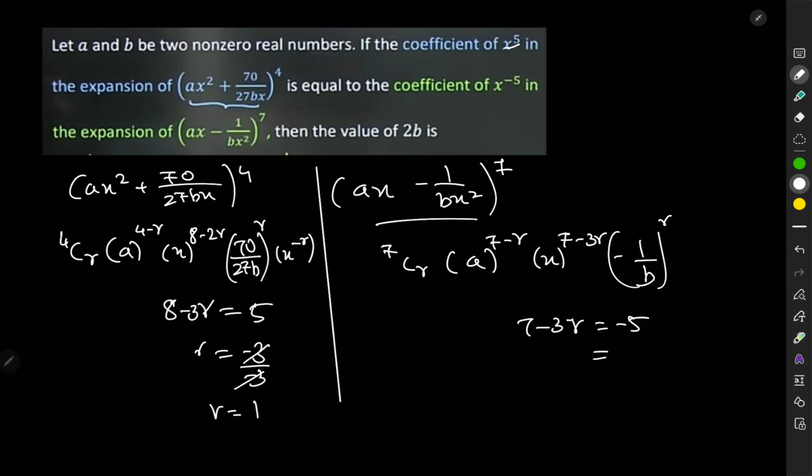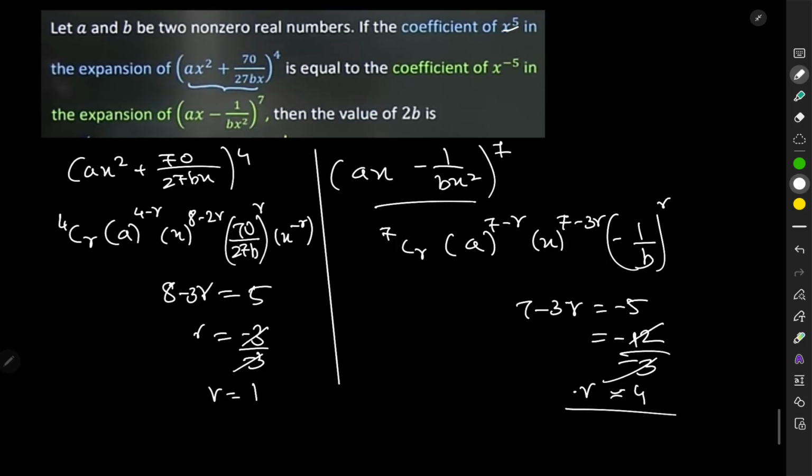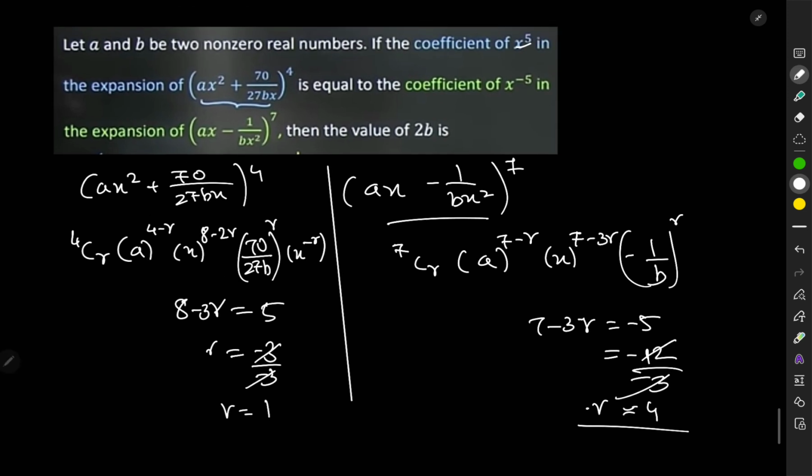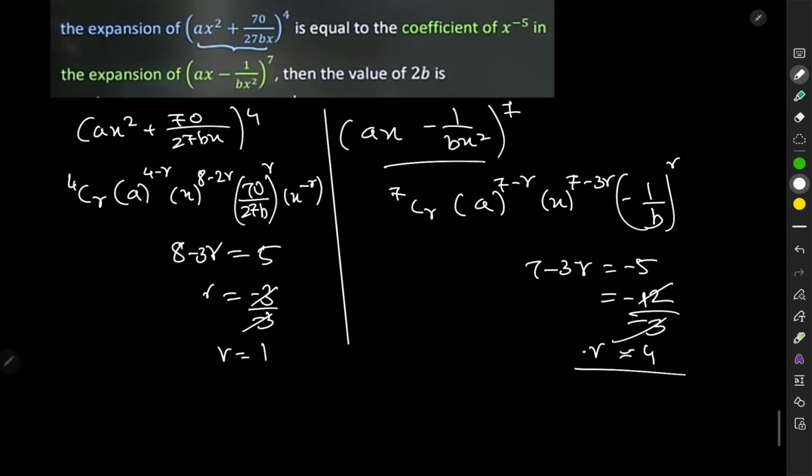Am I right? Yeah. So minus 12 by minus 3, you will get 4. R is equal to 4. Okay, apply the R value here, and they have given that both the coefficients are equal, and then equate it.